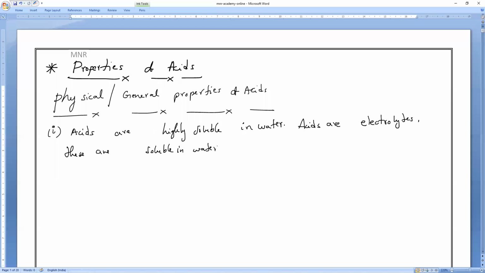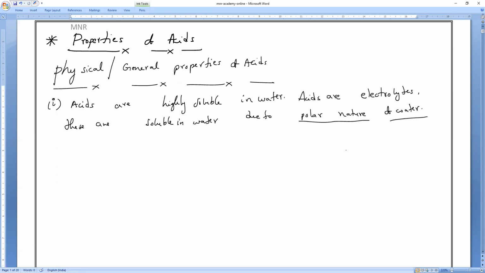Because of this, any substance, if it is soluble in water, all of you remember, we used to call it a polar substance. Are you clear? If any substance is soluble in water, what do we call it? We call it a polar substance. So as acids are soluble in water, we call them polar in nature. That is what you have to remember. In higher classes you will get polar and non-polar substances, even polar angle and non-polar angle in chemistry. So that is what you have to remember.